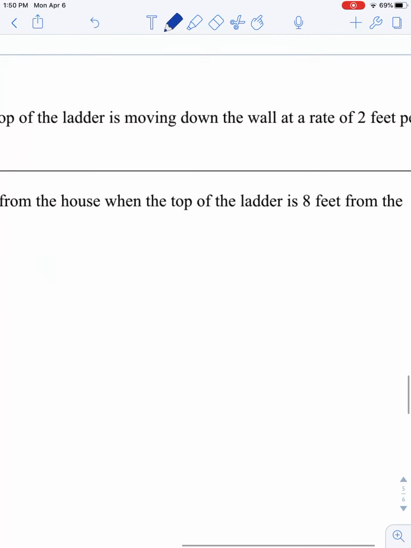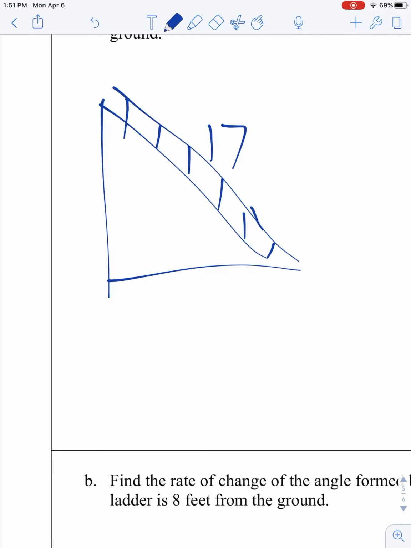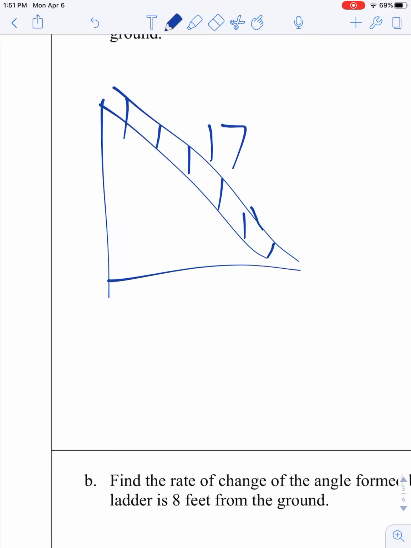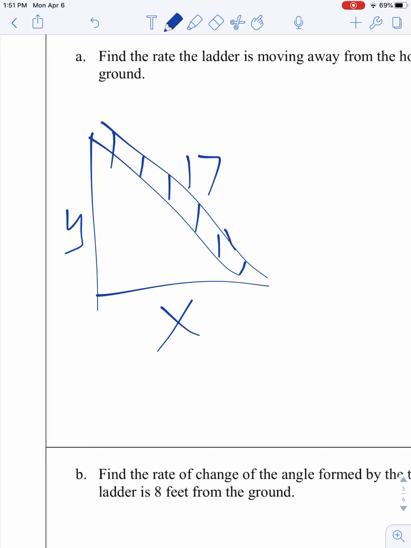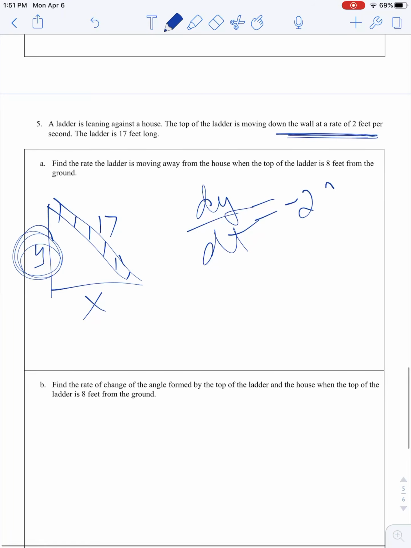The top of the ladder is moving down the wall at a rate of 2 feet per second. It's going down. So again, if this ladder slides down, this distance just got smaller. So that change in distance has to be negative. Let's see, the answer key used a y and an x. So dy dt, the change in this distance, is going down, so it's going to be negative. So that's going to be negative 2 feet per second.